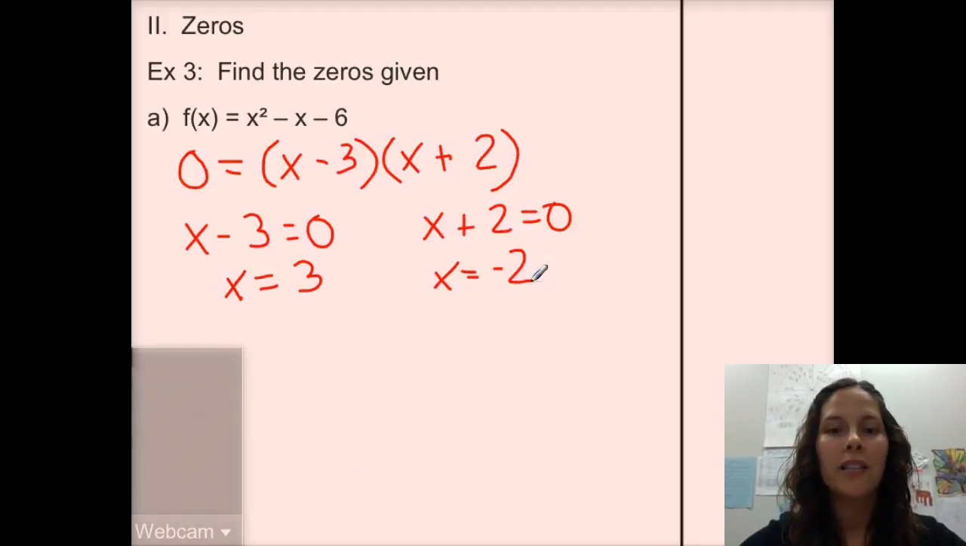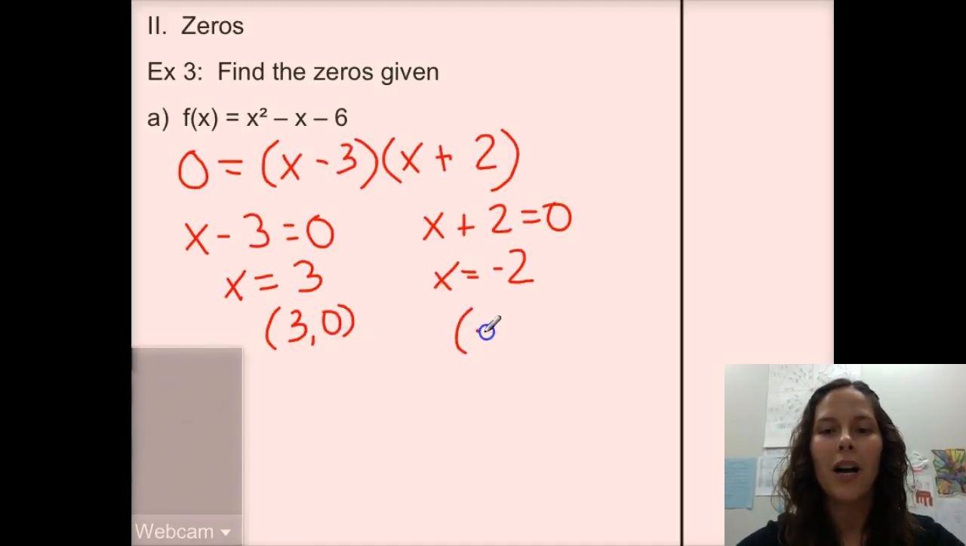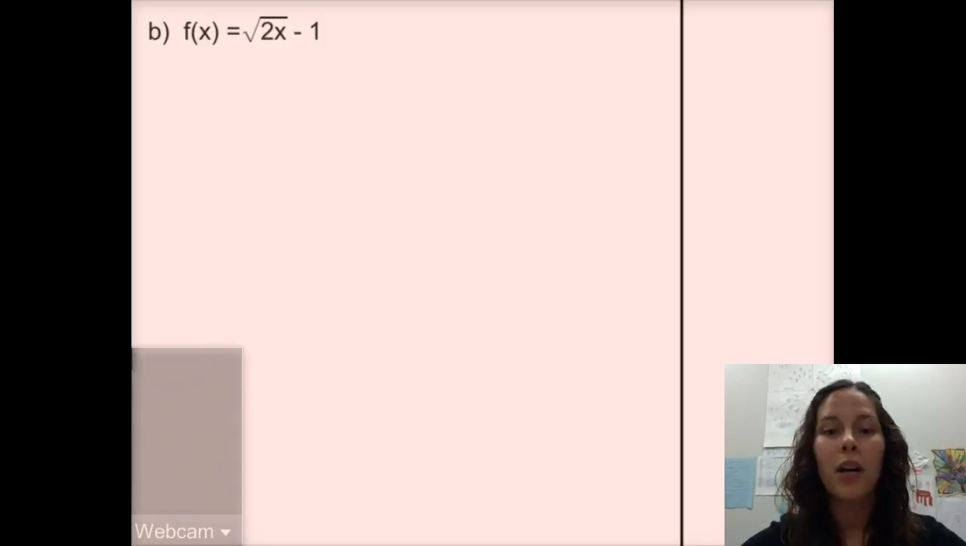So if we were to write these as ordered pairs as the x-intercepts of the graph, we started by substituting 0 for y, and we solved and got either -2 or 3 for x. Same process, substitute 0 for f of x, and then solve for x.